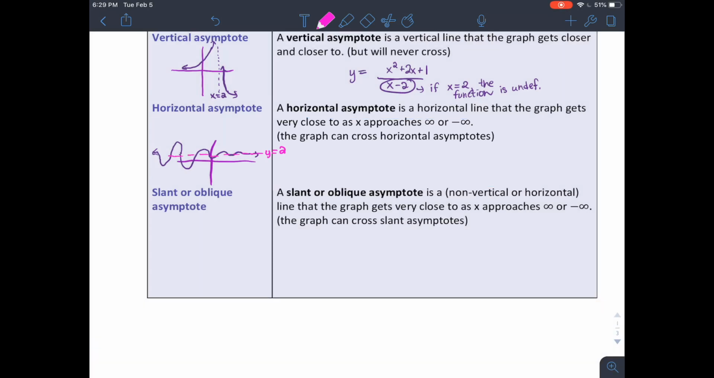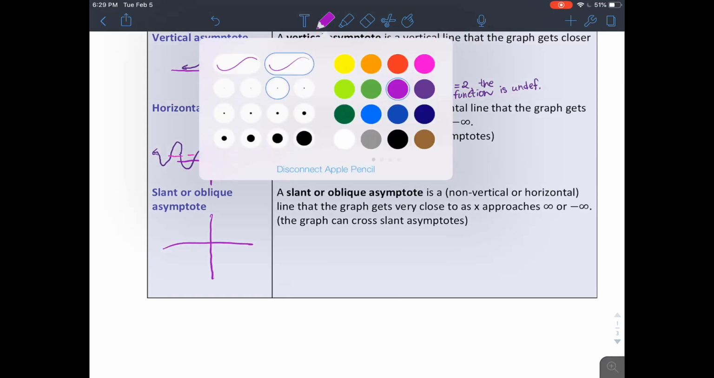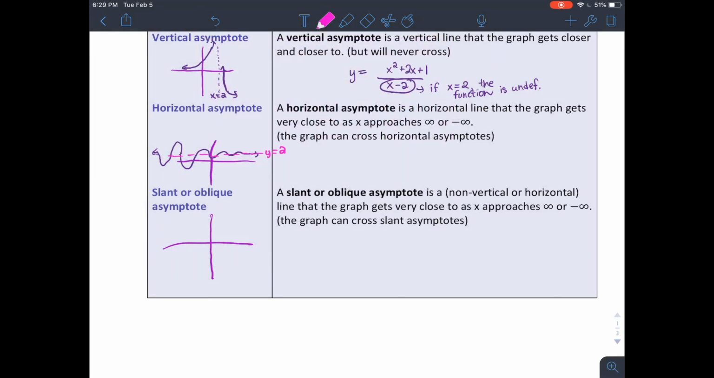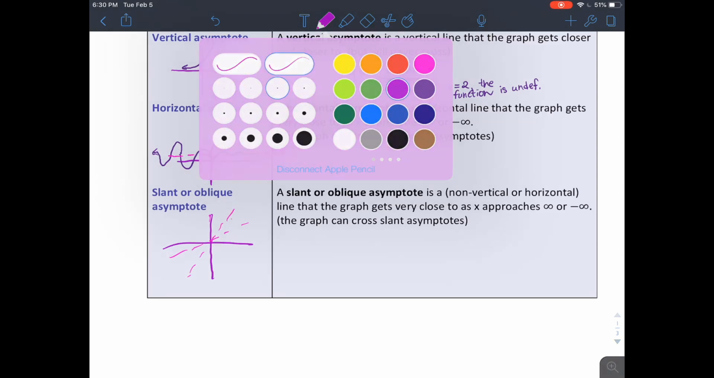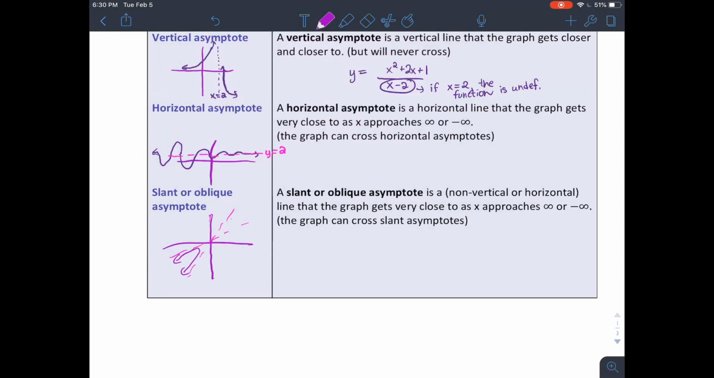Mine clearly does. Slant, or sometimes called oblique, asymptotes are the same sort of idea. They're slanted lines, like y equals x or something, that your function's graph gets closer and closer to. So maybe it's sandwiched in between there. So I could have some slant asymptotes.